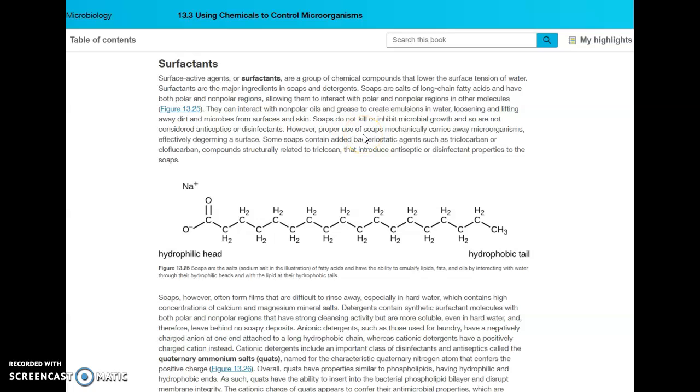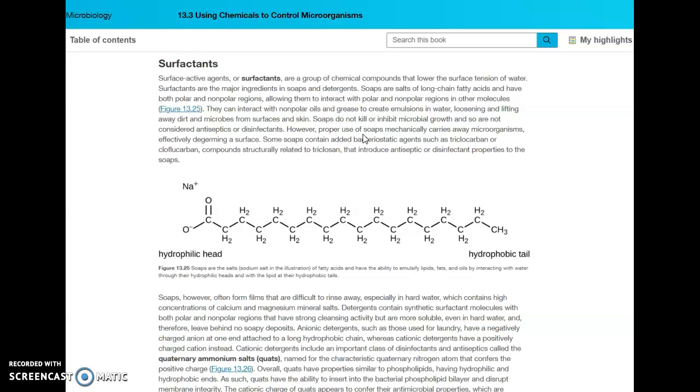Continuing on with our look at chemical methods of controlling microorganisms, we have surfactants. Surfactants represent our surface active agents, and they lower the surface tension of water. Basically what that means is they lower the connection that water molecules have to one another. If you've ever had a cup of water sitting out for a couple of days, you'll notice it gets almost like this film on the top of it.